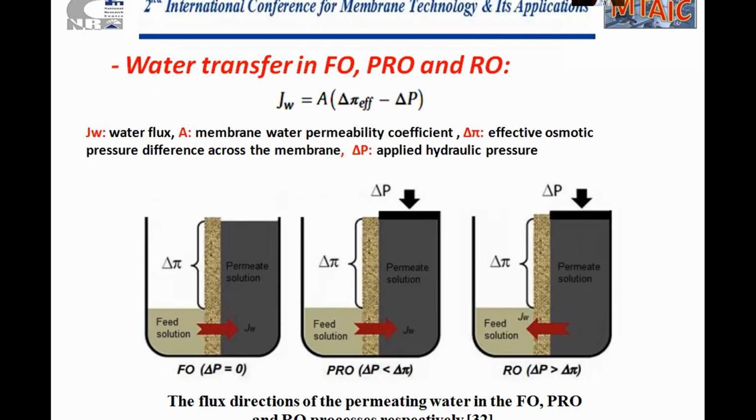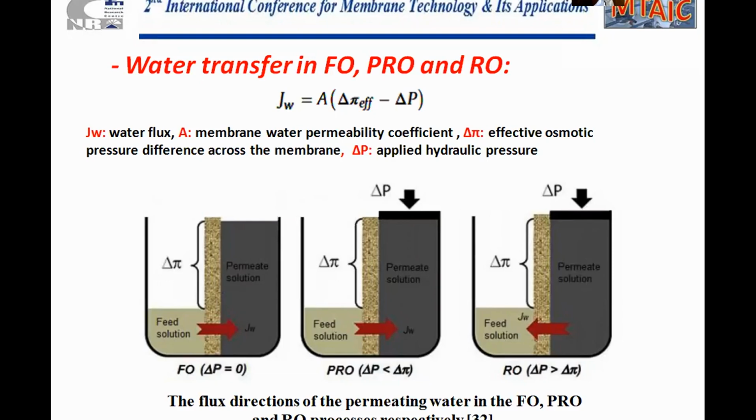For reverse osmosis, the applied hydraulic pressure in the high concentration solution is usually higher than the osmotic pressure. This means that the driving force is hydrostatic pressure, and the water permeates from the high concentration solution to the low concentration solution through the membrane, and the water flux increases with increasing hydrostatic pressure.